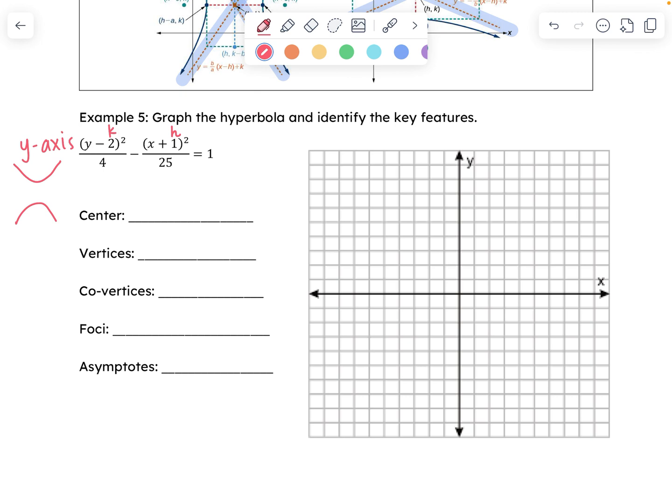So when I do my center, x plus 1 means that I'm going to take -1 for the x value of my center, and it's technically in the second fraction, so be careful with that. And then y minus 2 means that the y value of the center is that 2. So -1, 2, there's my center.